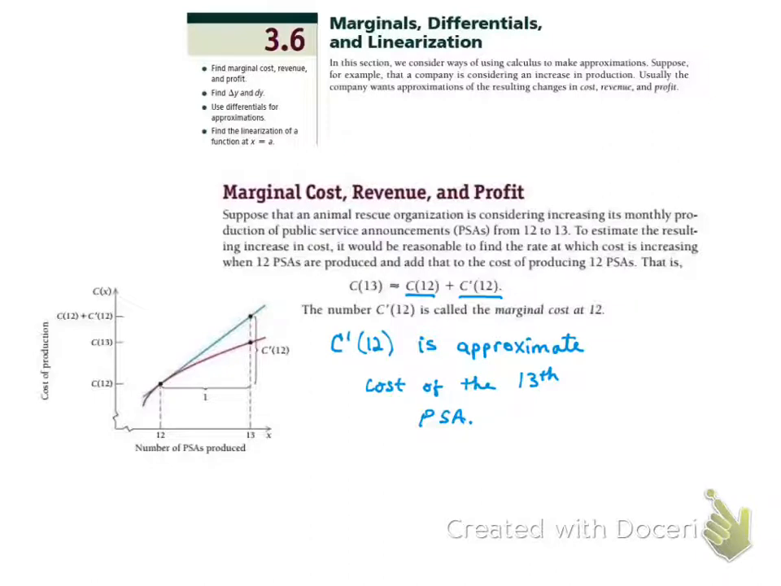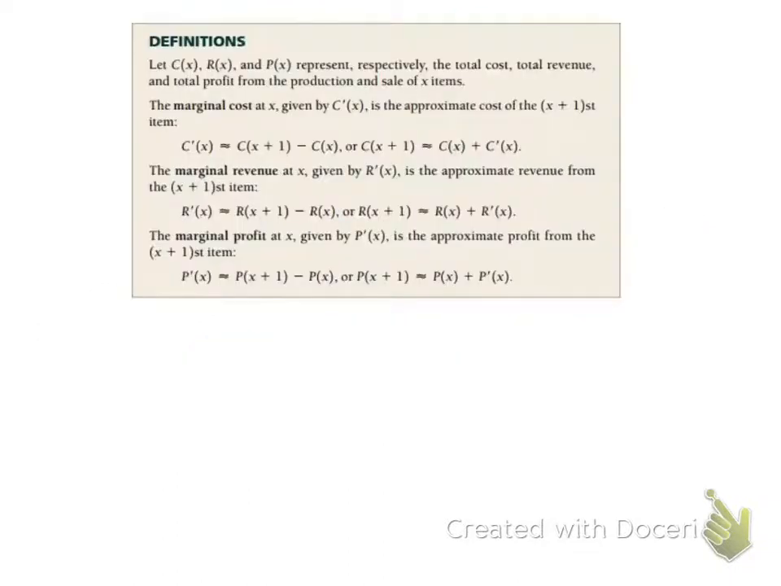So when we're using marginals, it's not perfect. We are approximating the actual cost or whatever the case might be. But the reason we use marginals is because a lot of times we don't have the actual cost function, so a lot of times we don't know exactly what the cost would be, so we can use these marginals to approximate.